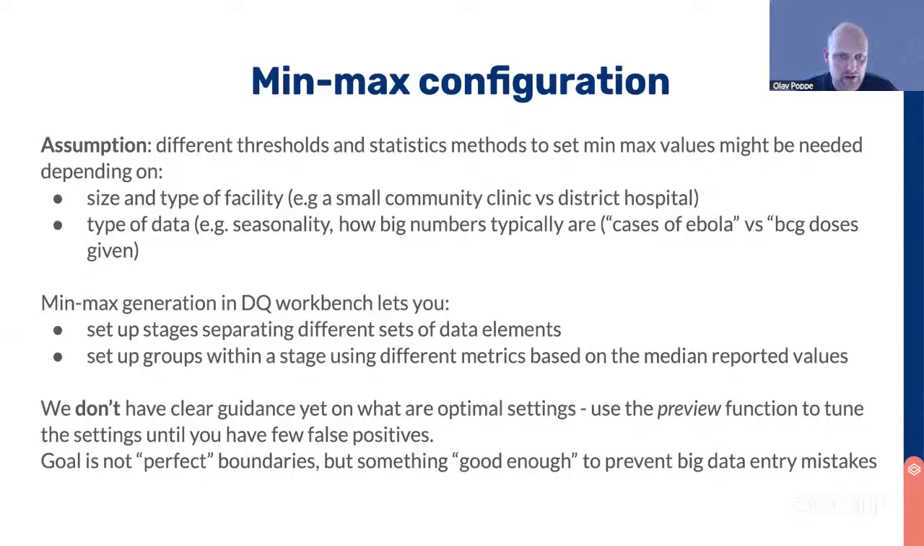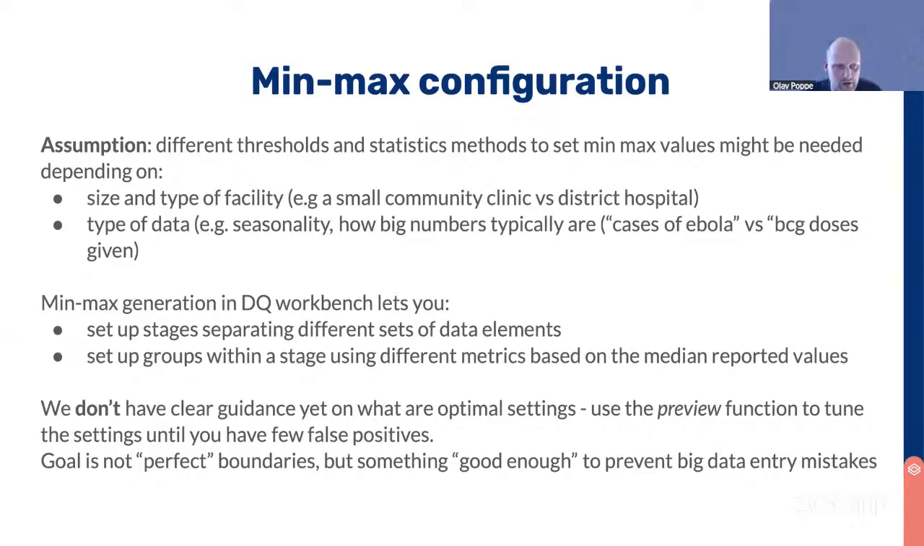Depending on the facility, you might need different thresholds and different statistical methods. For a small clinic or a big district hospital, for different types of data, you might need different methods and different thresholds. Some might be more seasonal. For some data you might expect that most facilities report quite a few cases every month. For other things you expect very few positive numbers ever to be reported, etc. So those are the assumptions with this functionality in the data quality workbench.